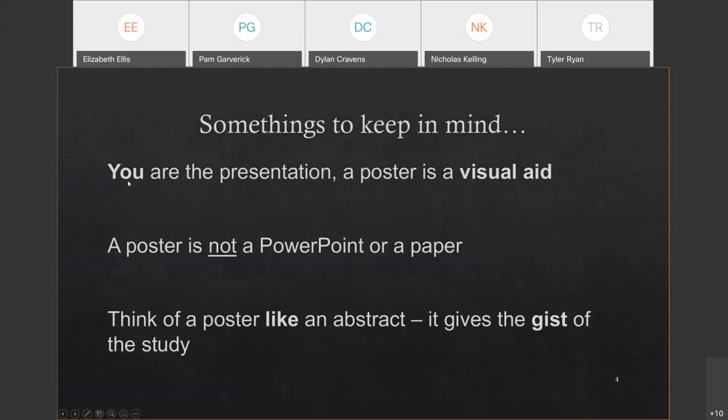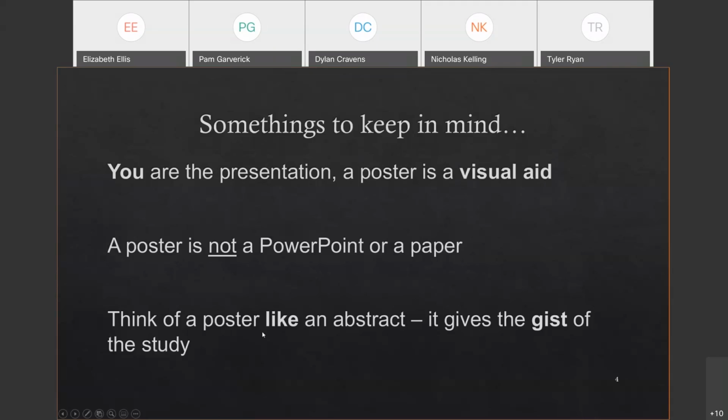Some other things to keep in mind. You are the presentation, and the poster is a visual aid. I think a lot of times there's this concept that the poster should be able to stand alone. And if you really think about the way conferences are set up, that's not necessarily true. The idea behind a conference is that you have a poster and you are standing at the poster to talk about your studies. So the poster acts as a visual aid for not only you, but also your audience. One way to think about it is that the poster gives you a guideline for where you should be going with your talk. So a poster is not a PowerPoint or a paper, so it is a beast all its own.